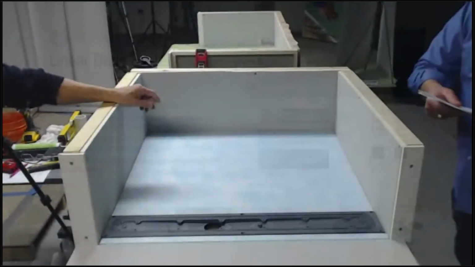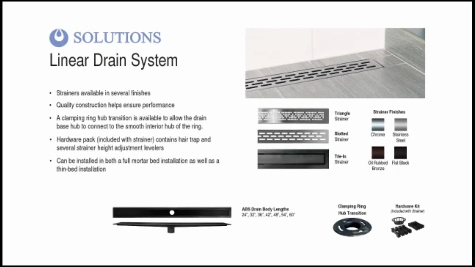If you've joined us for any of our past webinars, you know it's been a busy year here at the Noble Company. We have introduced several new products, such as the ProBase II multi-slope, the thin bed drain, a liquid applied waterproofing membrane, Aqua Blue. To add to that list, we are happy to introduce an economically priced alternative to our linear drains. The Solutions drain is made from ABS. It is available in 7 sizes ranging from 24 to 36 inches. The interior of the drain is sloped towards the center drain waste. It is available in 3 strainer styles: triangle, slotted, or a tile in, as well as being available in 4 finishes: chrome, stainless steel, oil rubbed bronze, and of course flat black. Like all Noble Company shower products, it is listed with plumbing codes for use. It can be installed in both a thin bed or full mortar bed application.